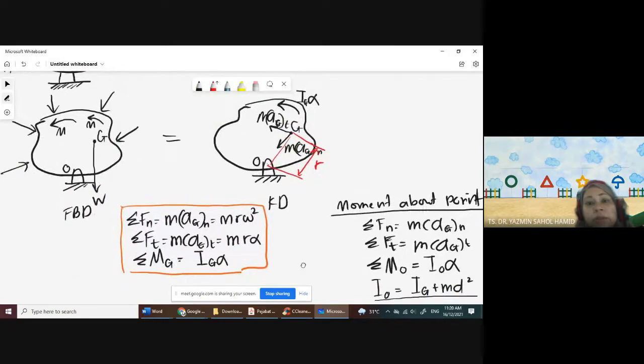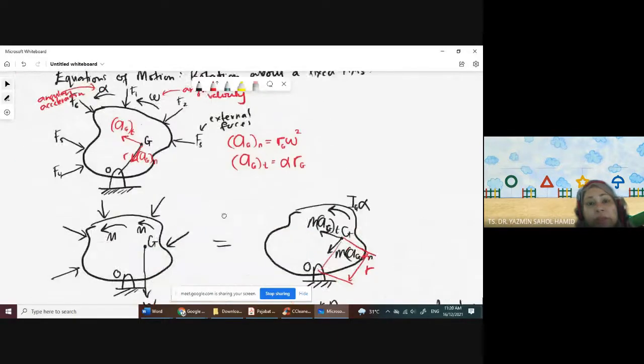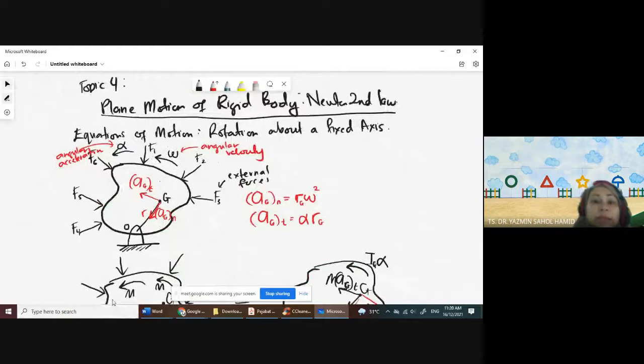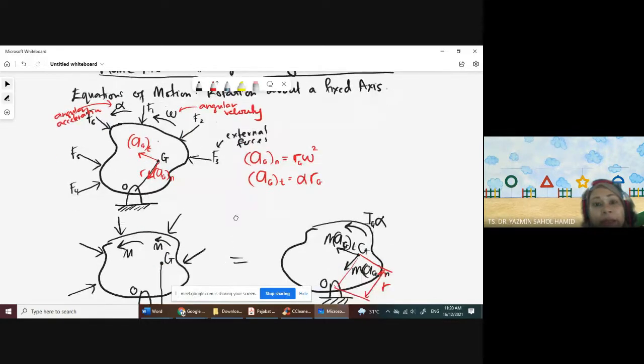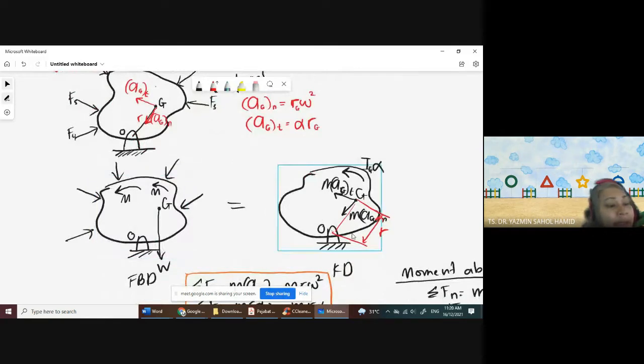So can we continue and do one question? Basically, what you need to understand is that when you consider plane motion of a rigid body using Newton's second law, this is a kinetic problem where you want to solve the rotation of a body at a fixed axis, either the axis fixed at point G or at a different point. What we did here is we established the free body diagram and the kinetic diagram. In the free body diagram you have weight and moment.